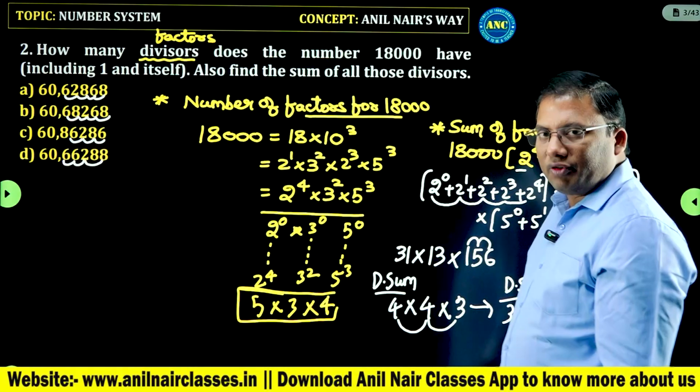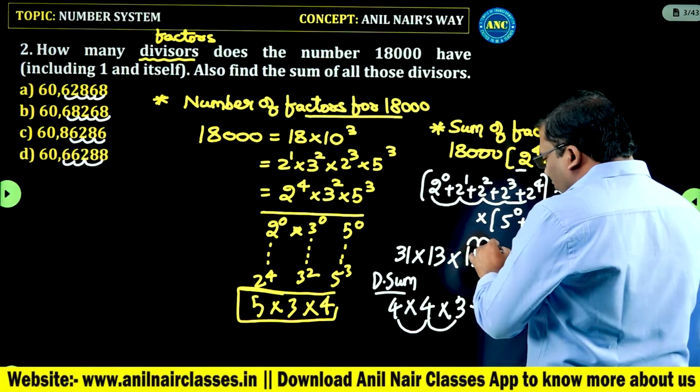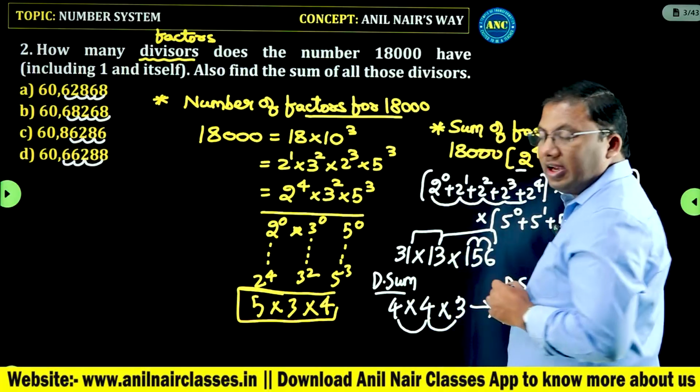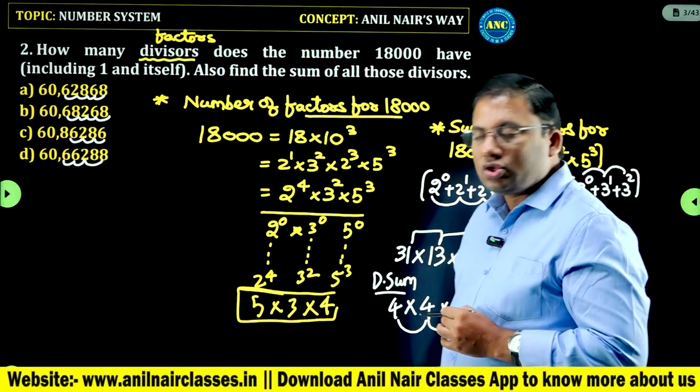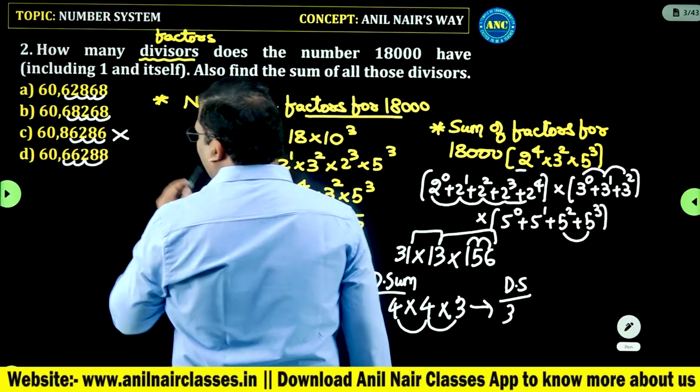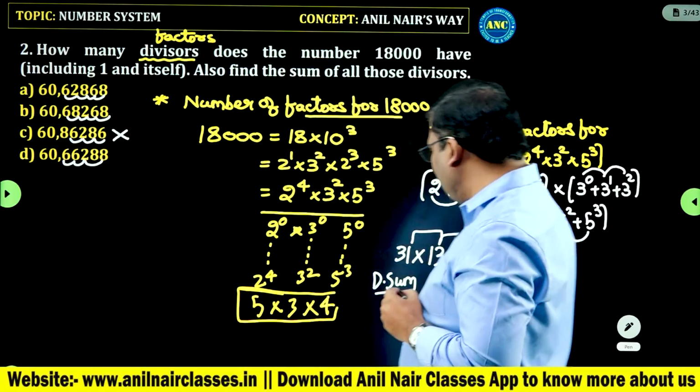So here, if you observe carefully, write the unit digit. 6 3s are 18, 8. 8 1s are 8. The answer unit digit should be 8. This is out. The third option is out.